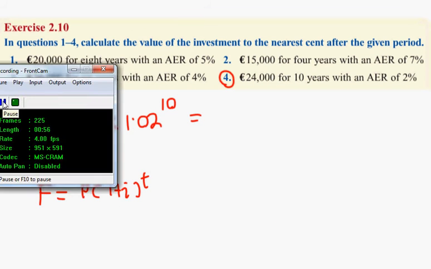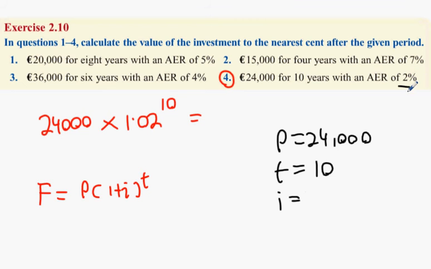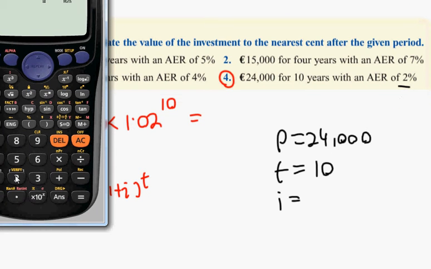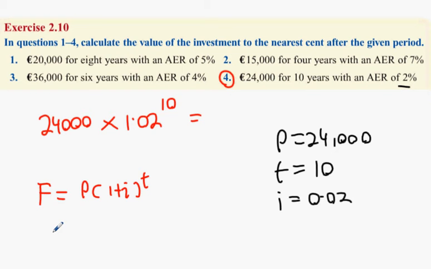So what we have here is this, guys. The P value is 24,000. The T value is 10 years. The I value, now we're not using 2%. What are we actually using? It's 2 divided by 100, which is what Connor said there. It's 0.02. Now, this thing is 24,000, and then it's going to be 1 plus 0.02. And what is 1 plus 0.02? It's 1.02. So that increases it by 2%.